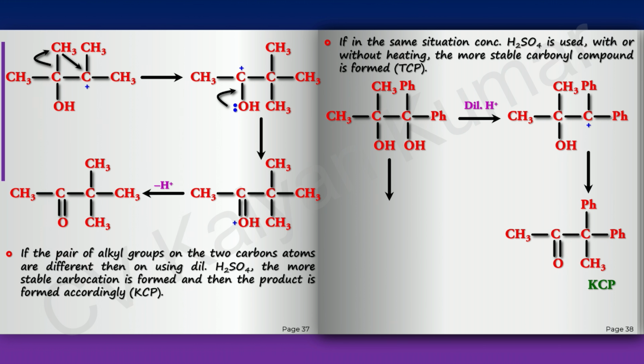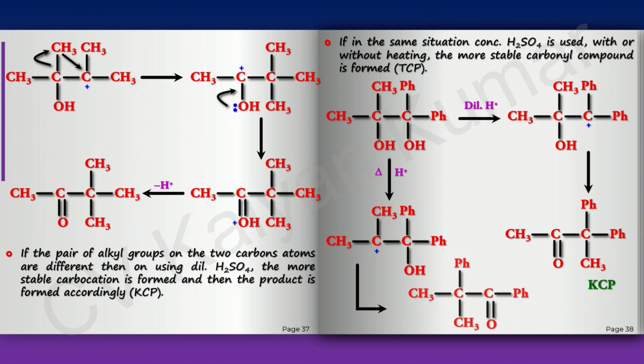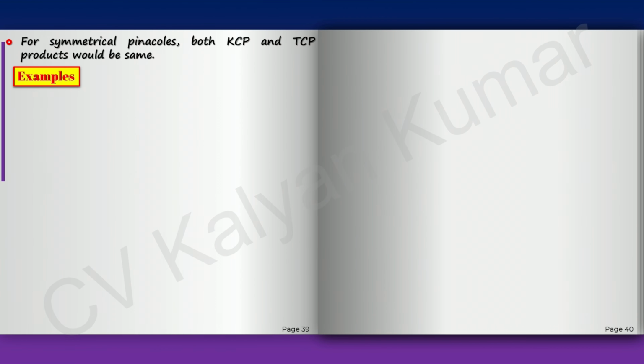But if the left one were to form a carbocation, I'll get this. It's not the most stable carbocation, but look at the product. The phenyl will shift and you will get this. This is TCP. So this is how you make the product. Now, for symmetrical, the KCP and the TCP would be same. So, try these examples. Again, remember, keep pausing them.